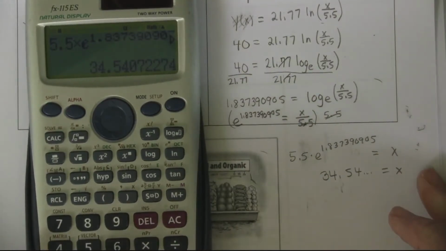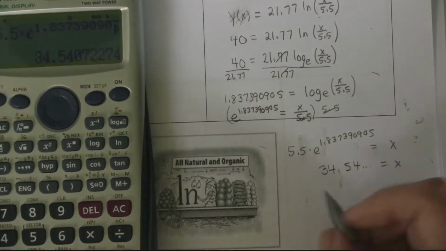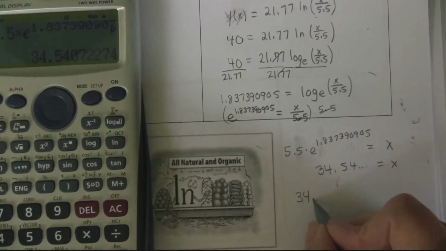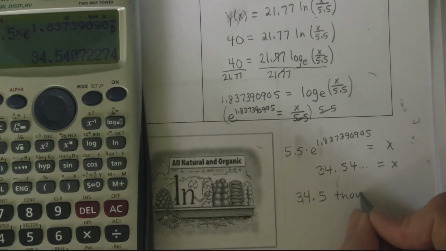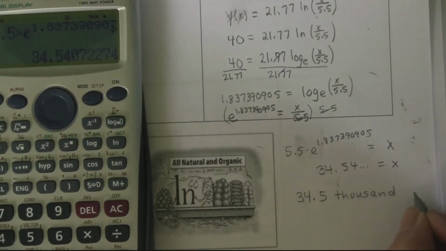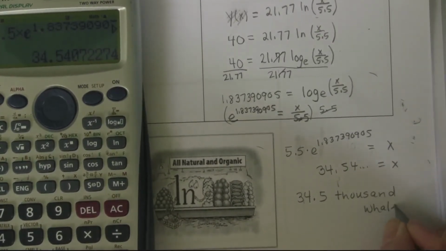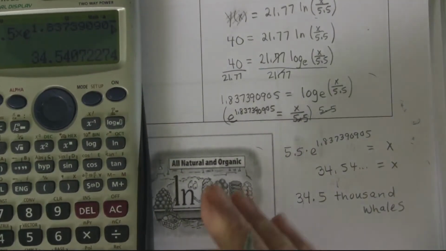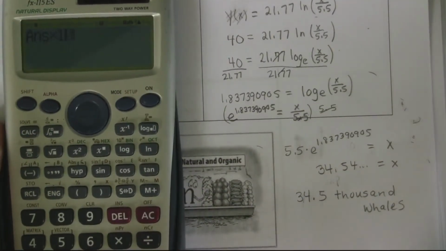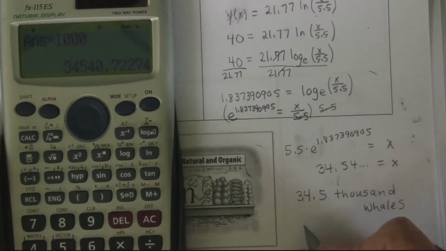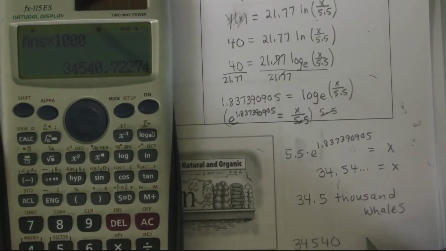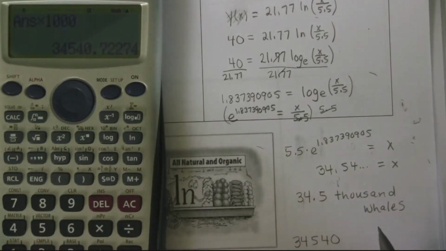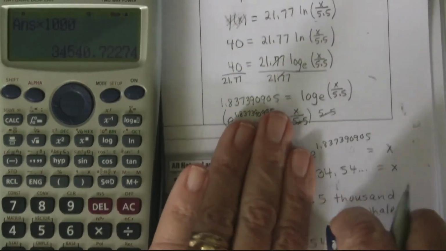And remember, this is in thousands of wells. So this is 34.5 times 1,000 wells. So this one had some units going, huh? So times 1,000, and this will be how many wells, which is 34,540.7. I'm going to go ahead and go one more well there.